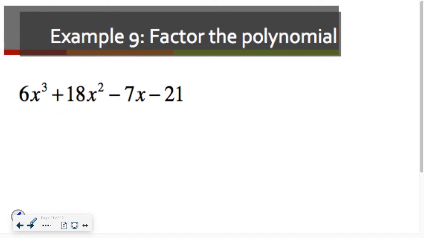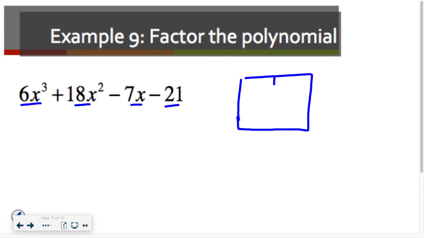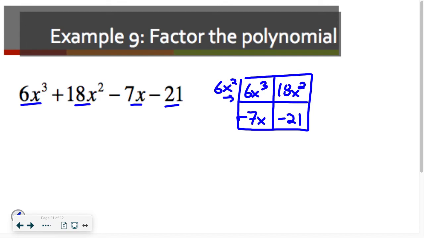And one last example, because again, like I said, as long as I have 4 terms, that fills up a nice 4x4 or 2x2 square. Okay, so I'm going to take all of these terms and put them on the inside of the squares, 6x cubed, 18x squared, negative 7x, negative 21. If I look in this direction, what can I take out of 6x cubed and 18x squared? I can take out a 6x squared. That was my common factor if I look horizontally at the first row.